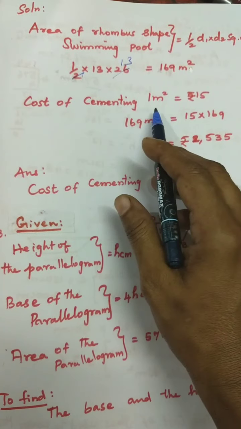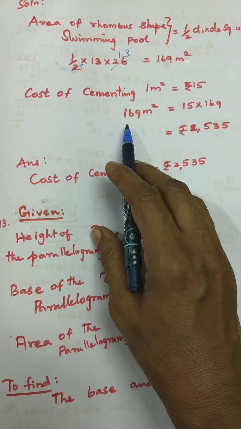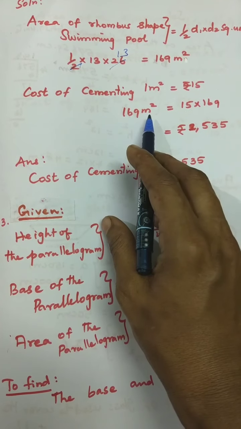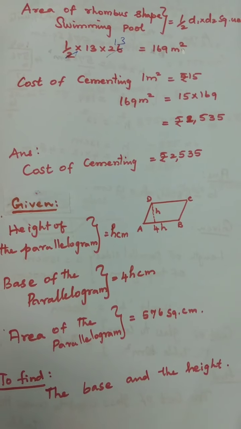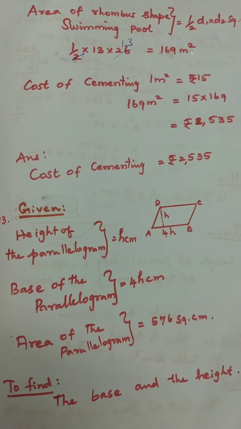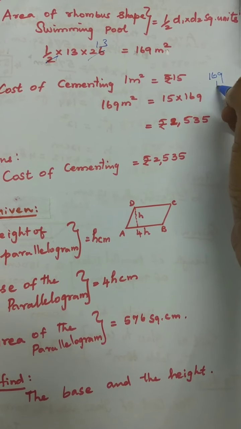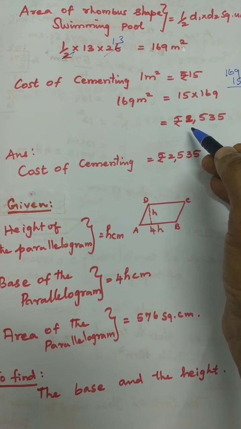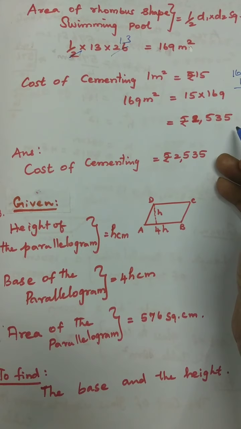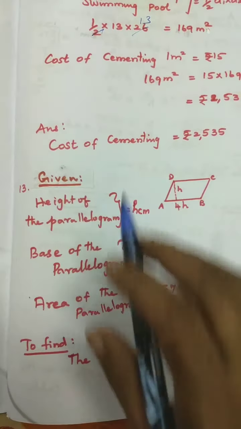The cost of cementing 1 meter square is equal to rupees 15. So 169 meter square is equal to 15 into 169. So you multiply 169 and 15. Then the answer is 2535 rupees. That is the cost of cementing.